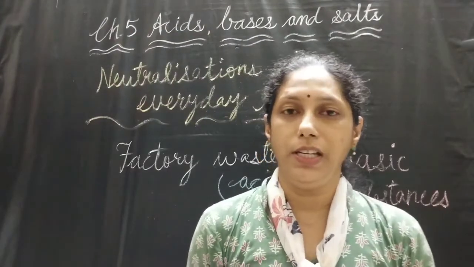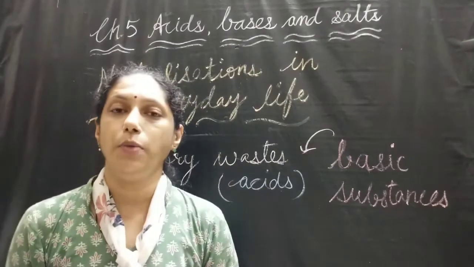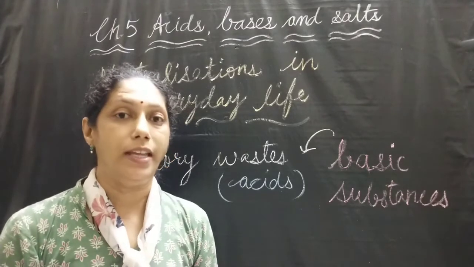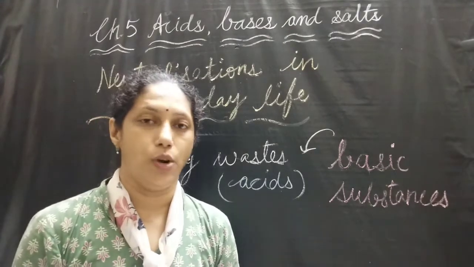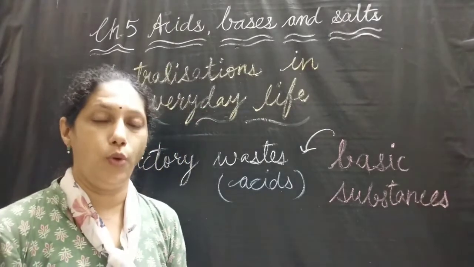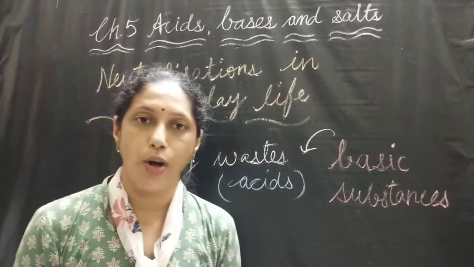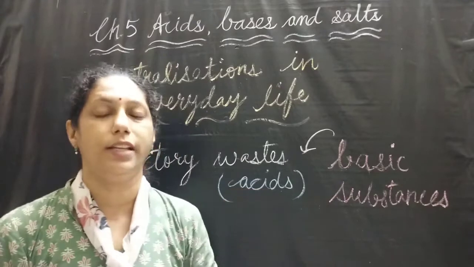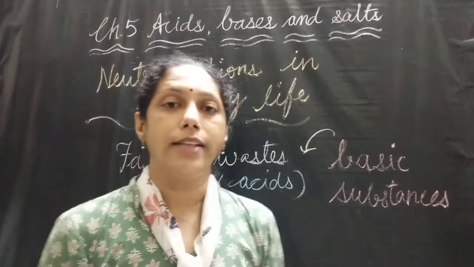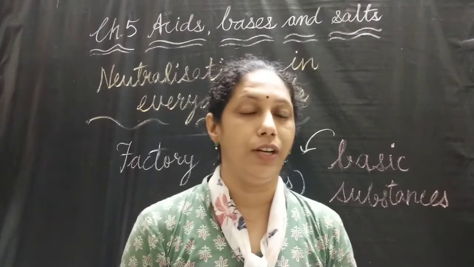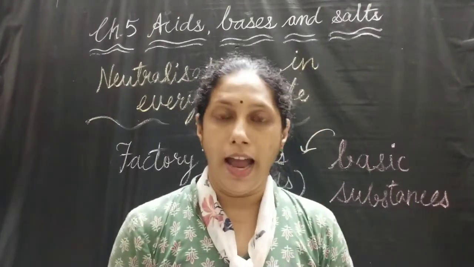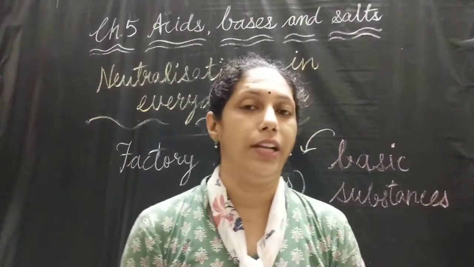The fourth example is of factory waste. The waste from many factories contains acids. If they are allowed to flow into the water bodies, then they may kill the fish and other organisms present in the water bodies. That's why before throwing them into the water bodies, they must be treated with basic substances to neutralize the effect of the acids present in them. So these are the examples of neutralization which are seen in our daily lives. This is all about this chapter. In today's class, we learnt about the universal indicator and the neutralization seen in our daily lives.